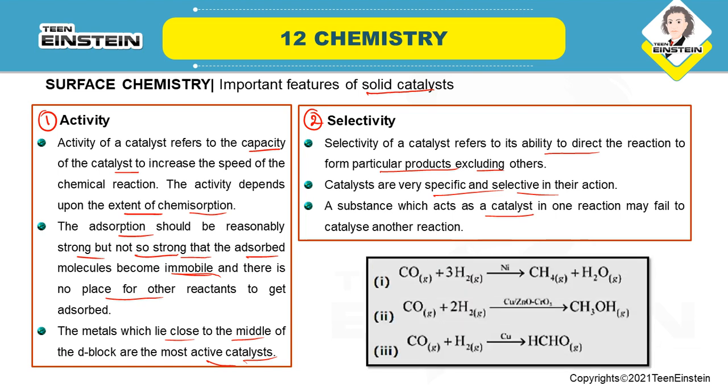For example, if you look at these three equations, all have the same starting materials, carbon monoxide and hydrogen, but look at the products. In the first case, it is methane and water, then methanol, and then formaldehyde. So what is the difference? You have changed the catalyst and the products have also changed. In the first case it is nickel, then copper with ZnO-Cr2O3, and in the last case it is simply copper. So depending on what type of catalyst you are taking, though there are the same reactants, the products will be different. So this is the specificity.